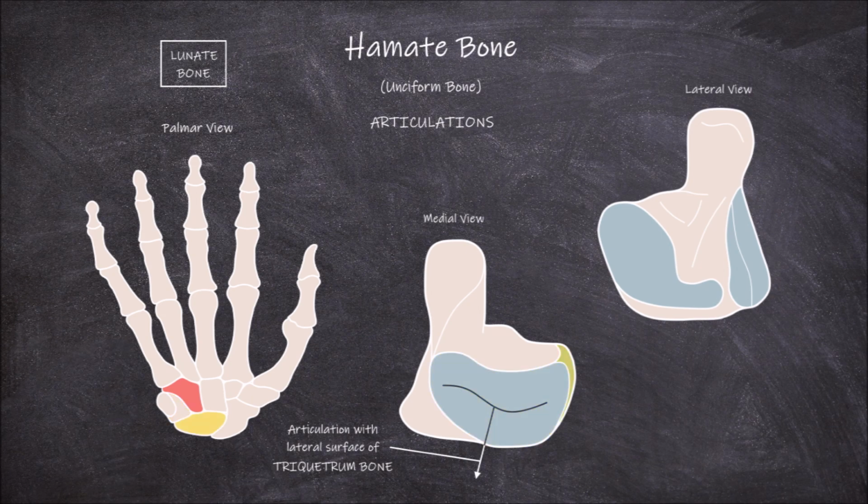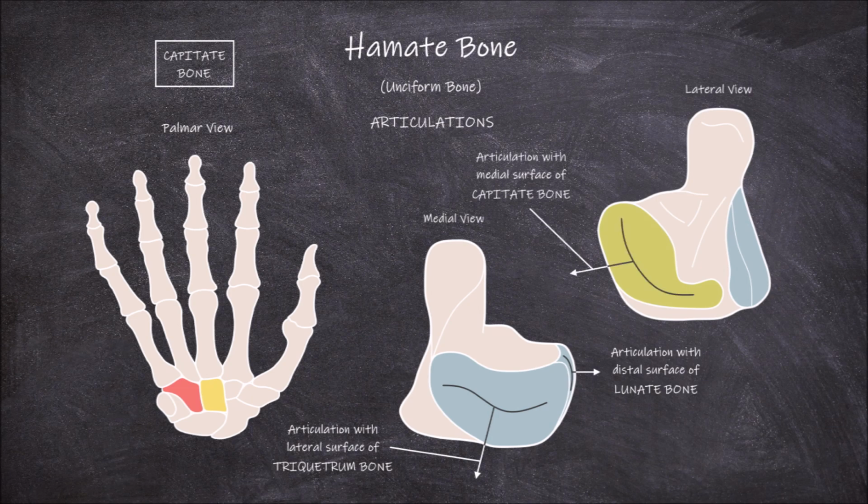The thin facet on the proximal surface of this bone articulates with the facet on the distal surface of the lunate bone. The third articulation is with the capitate bone. The large facet on the lateral surface of this bone articulates with the large facet on the medial surface of the capitate bone. The fourth articulation is with the fourth metacarpal bone.